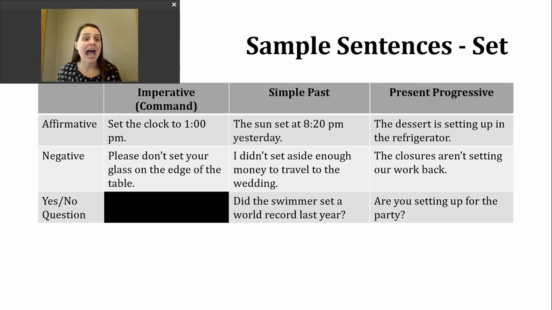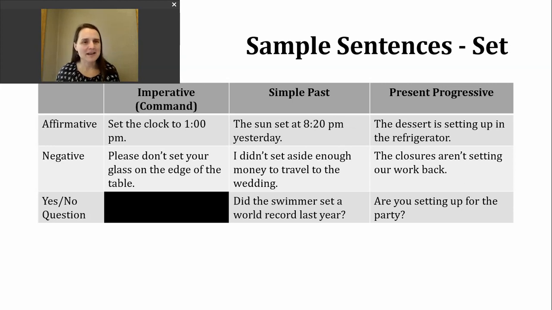Finally, let's look at present progressive. Here, we're describing an action that is currently in progress, or we're describing something that's happening right now as we're speaking or as we're writing. To make the present progressive, we're going to use the present form of be. That could be am, is, or are. And then we'll use that ing form of the verb. Here's an example. The dessert is setting up in the refrigerator.